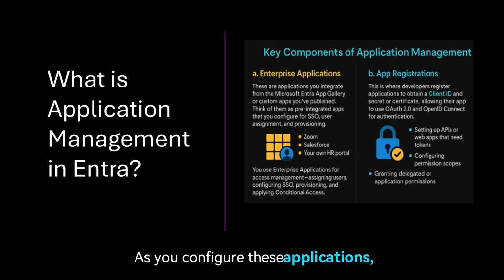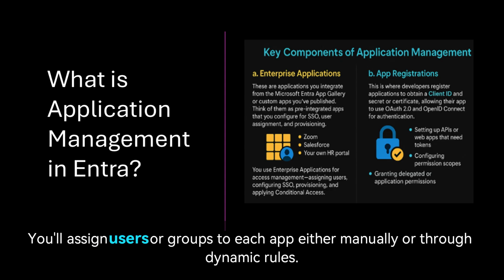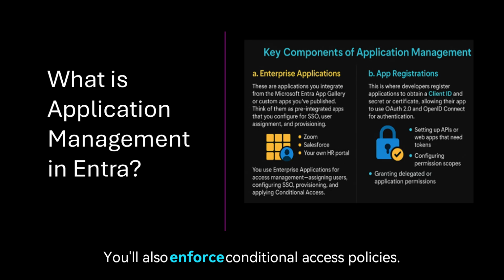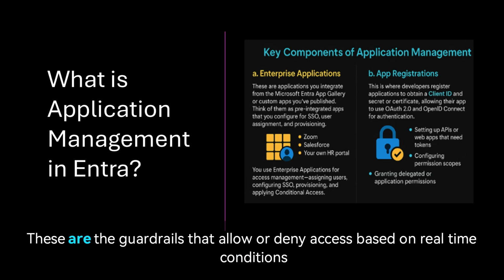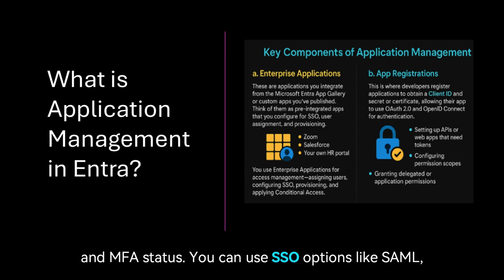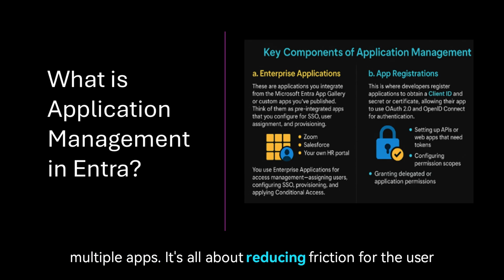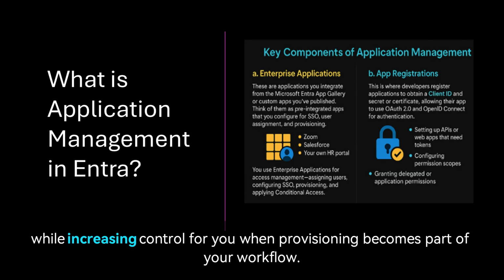As you configure these applications, you'll be making key decisions about how users get in. You'll assign users or groups to each app, either manually or through dynamic rules. You'll also enforce conditional access policies. These are the guardrails that allow or deny access based on real-time conditions like user risk, location, device compliance, and MFA status. You can use SSO options like SAML, OAuth 2, or OpenID Connect to give users a seamless sign-in experience across multiple apps. It's all about reducing friction for the user while increasing control for you.